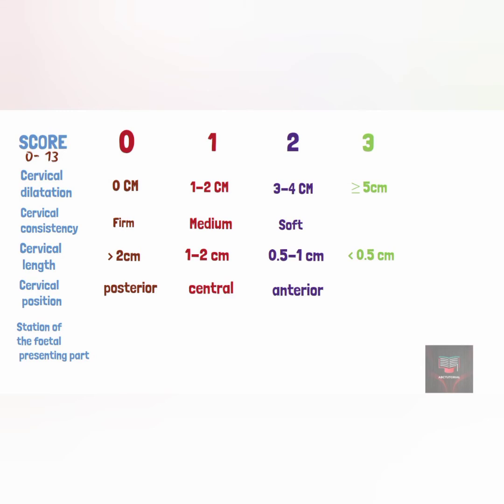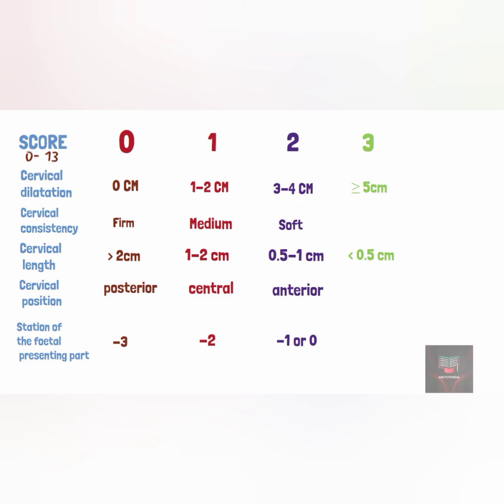If the station is -3, that is, if the fetal presenting part is 3 cm above the maternal ischial spine, it is given a score of 0. While if the station is -2, 2 cm above the maternal ischial spine, it is given a score of 1 in the Bishop score. While a station value of -1 or 0 is given a score of 2. A station of -1 means the fetal presenting part is 1 cm above the maternal ischial spine, while a station of 0 means the fetal presenting part is just at the same level as the maternal ischial spine. At this point, the fetal presenting part is said to be engaged.